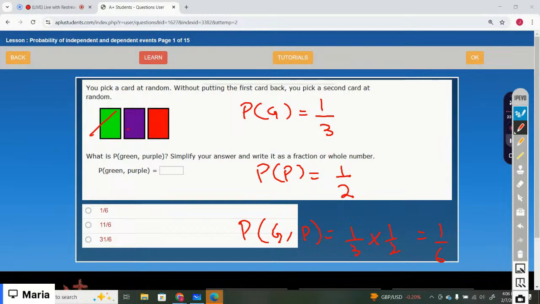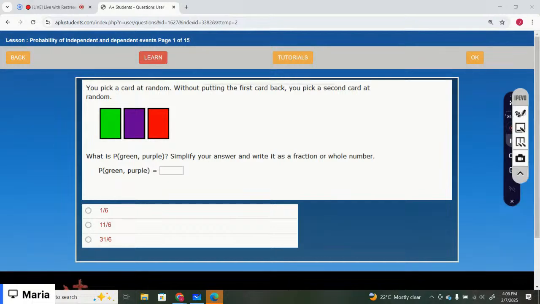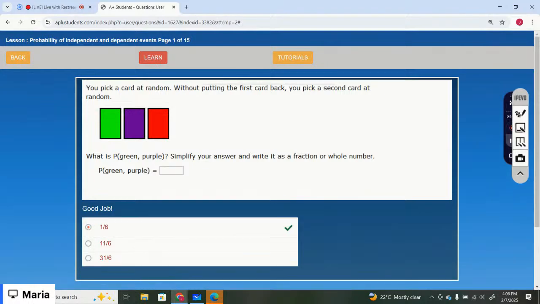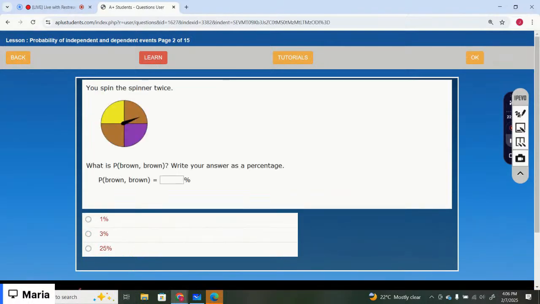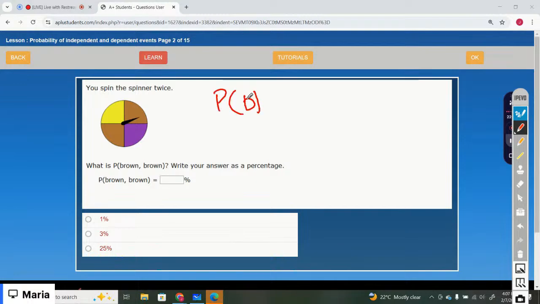Let's just move on to the next example. You spin the spinner twice. What is the probability of brown and brown? So for the spinners, events are always independent events, right? So the probability of brown for the first time is 2 out of 4, and the probability of brown for the second time is also 2 out of 4, right?